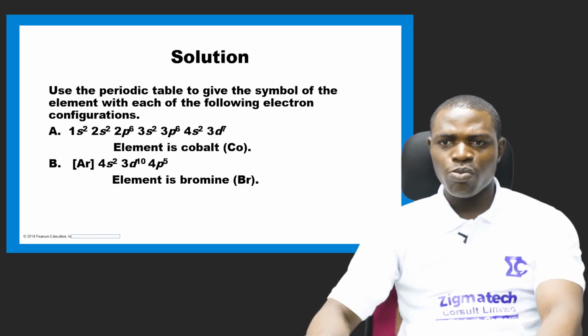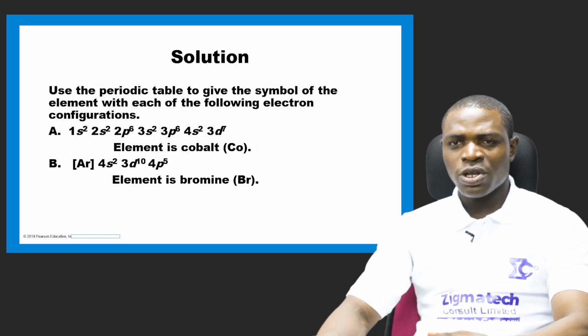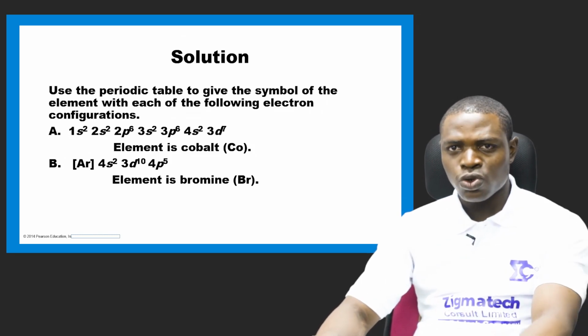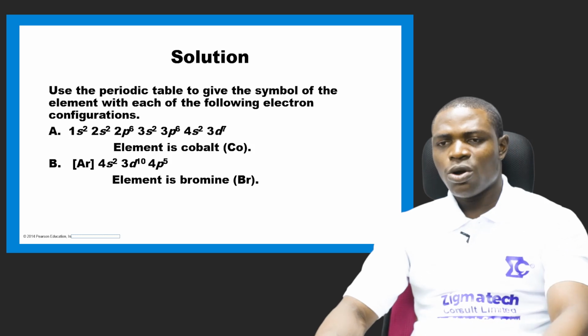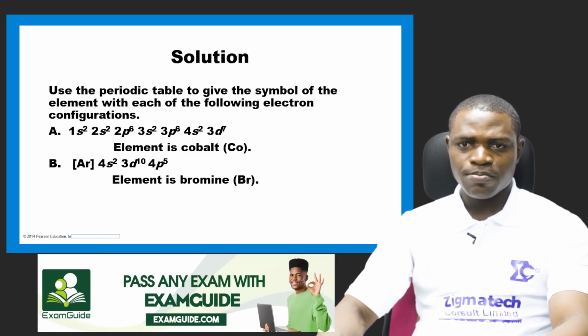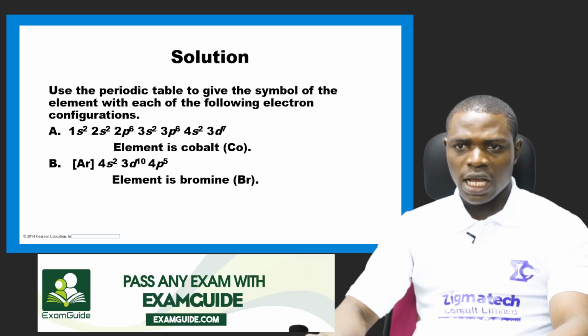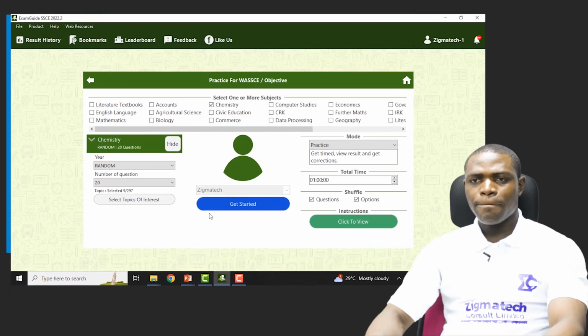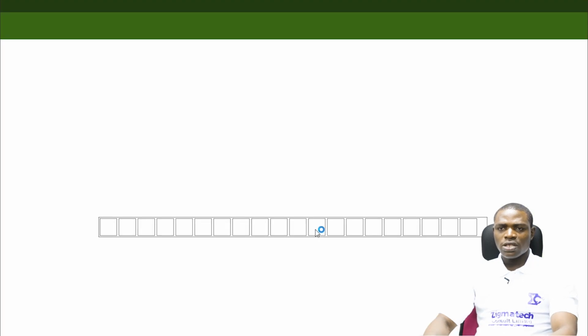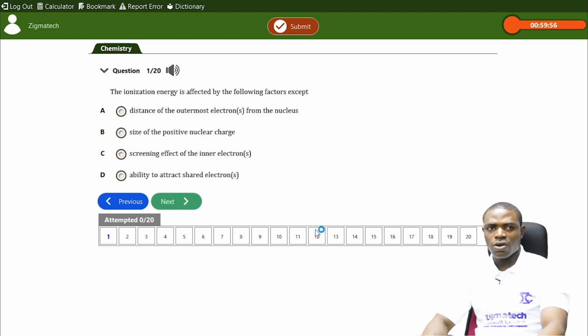We have come to the end of module 1 of this lesson. I want you to watch the next video, module 2, which is the complete part of this teaching. Let's go to the exam guide and see a few questions that we can quickly solve, and see how we can address questions related to the periodic table and electron configuration.